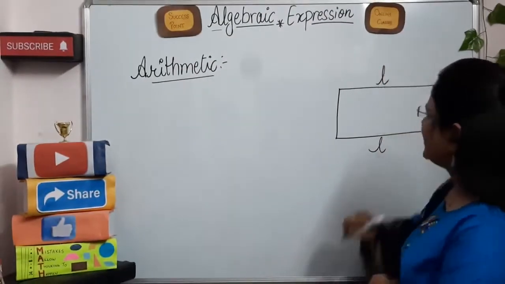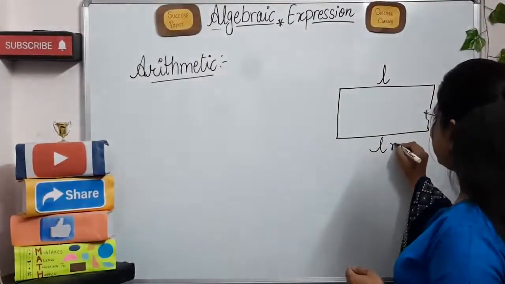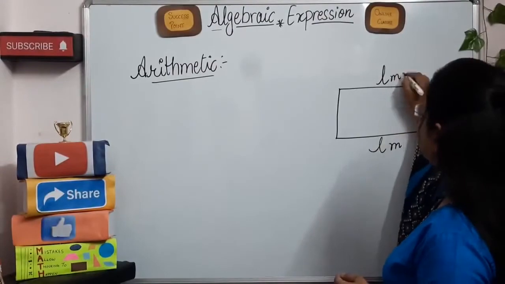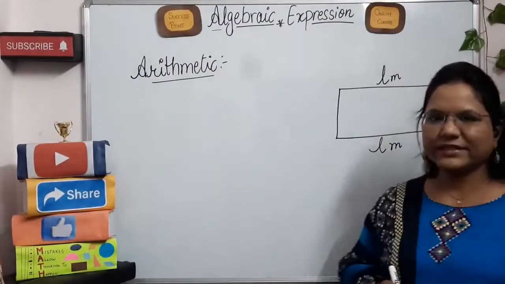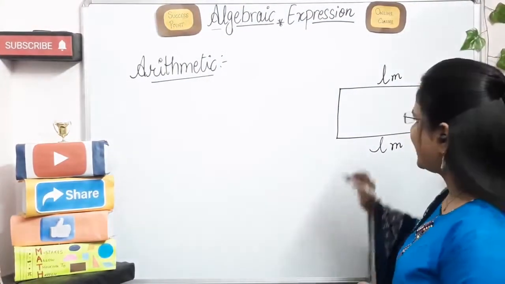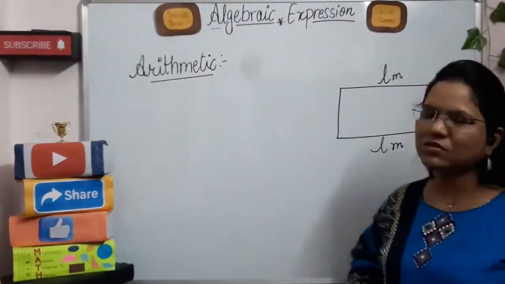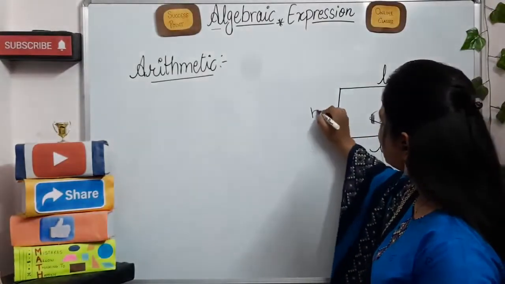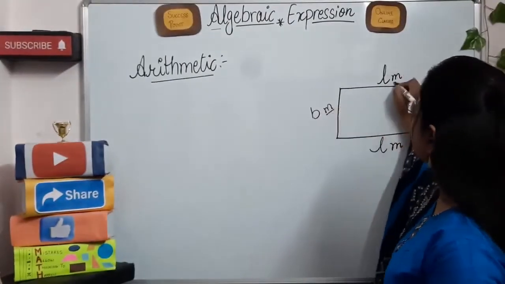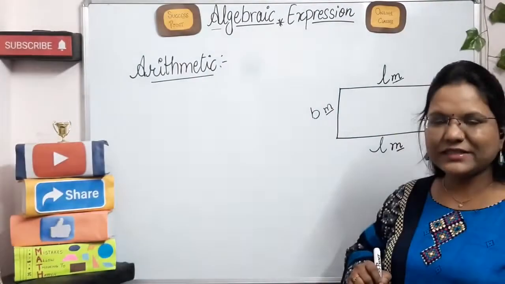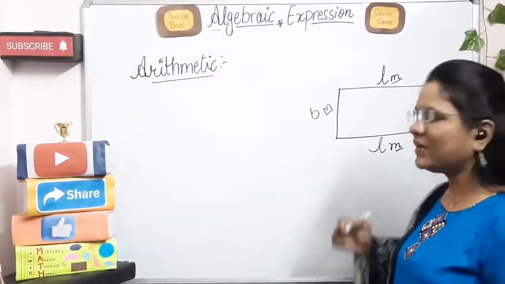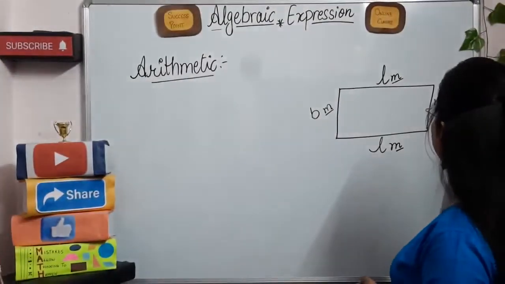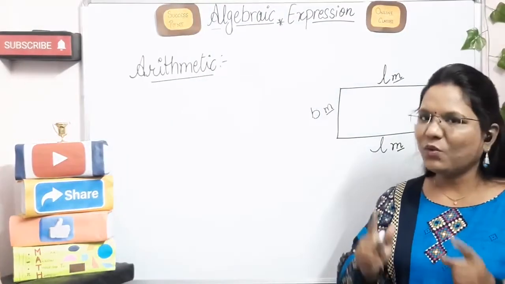Because opposite sides are equal, we are assuming our side L. We have to use a unit also. This time we are going to use meter. So, L meter. Is it okay? Now let's take the next side. But we don't have the breadth also. We don't have length. We don't have breadth. So let's assume breadth also. B meter. Now breadth also, opposite sides are equal. So let's take B meter. Is it okay? What did we do?